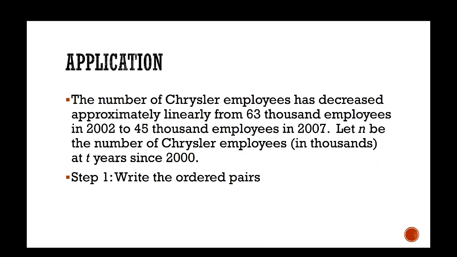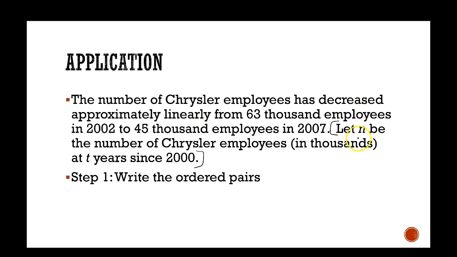Okay, let's look at this one. This one's looking at Chrysler. Employees has decreased approximately linearly. Again, that's important, we're assuming it's a linear relationship, from 63,000 employees in 2002 to 45,000 employees in 2007. Let N be the number of Chrysler employees in thousands at T years since 2000. So kind of the same generic question as the last one, but let's talk about this and get some clarity for you here.